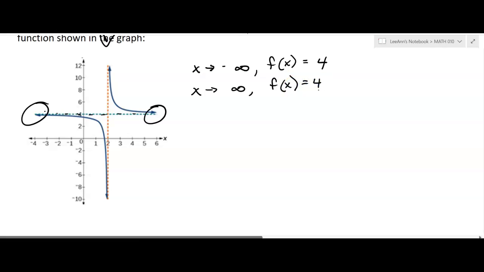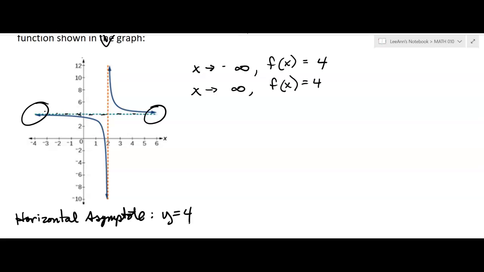There's a horizontal asymptote at y equals 4. Okay, that's how you would write that. If they asked for the horizontal asymptote, they didn't, but I thought I'd point that out. Okay, now let's look at the local behavior. What's going on in here? We have a vertical asymptote at 2.